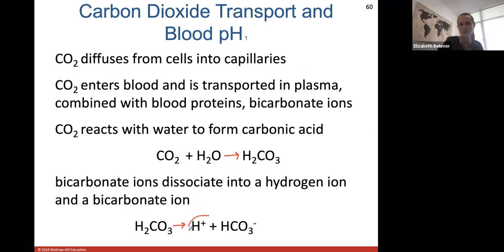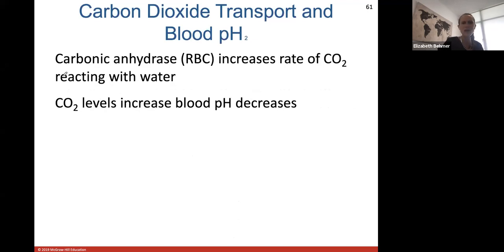a bicarbonate ion. So what you see here, what I've circled, these hydrogen ions and the bicarbonate ion, that is normally what carbon dioxide is transported as throughout the blood. And all you need to know is that the levels of this bicarbonate ion will determine blood pH. Carbonic anhydrase from red blood cells, it's an enzyme. It increases the rate of carbon dioxide reacting with water.